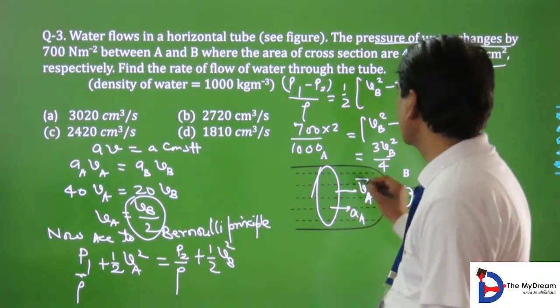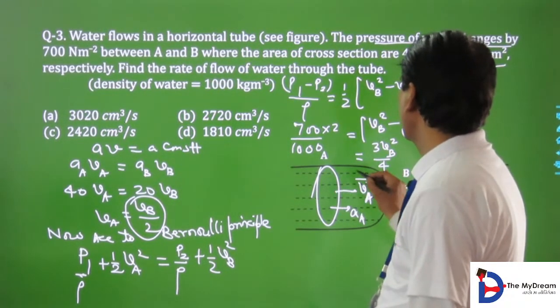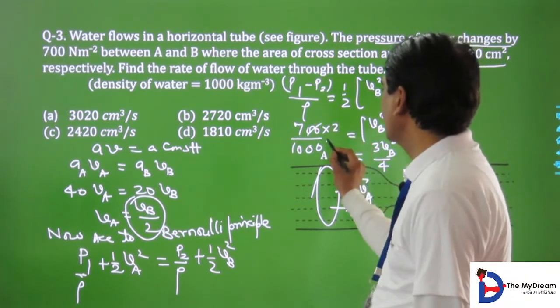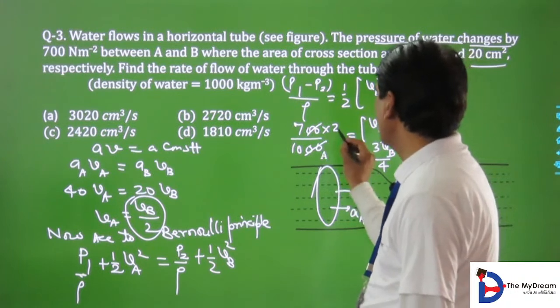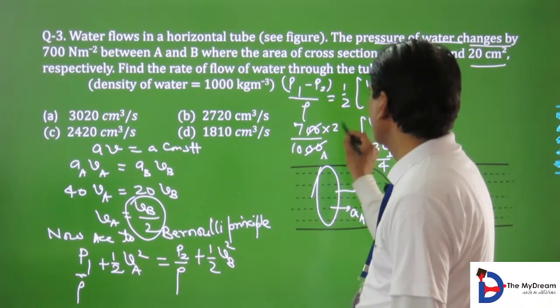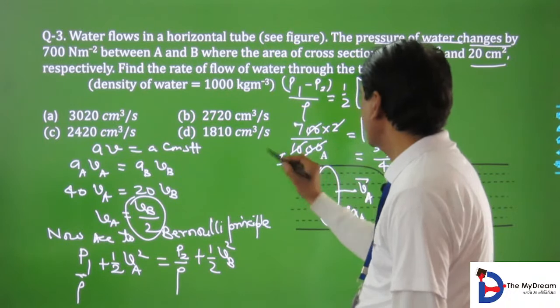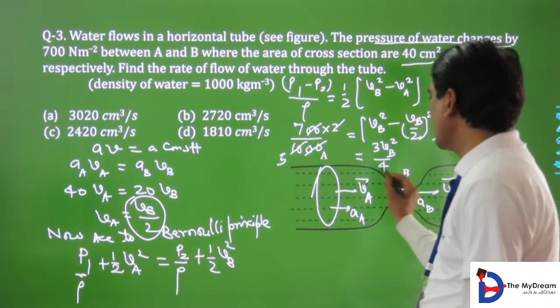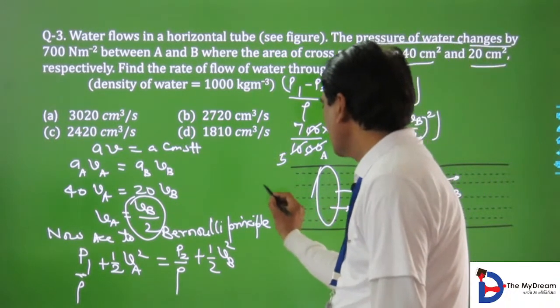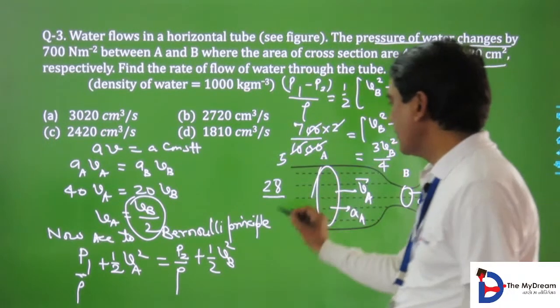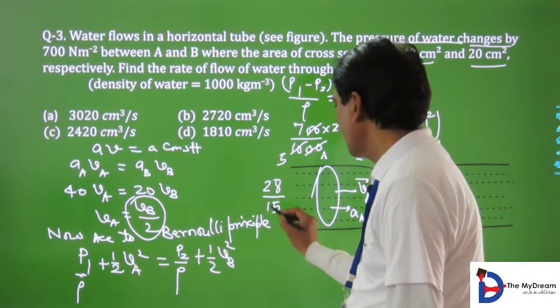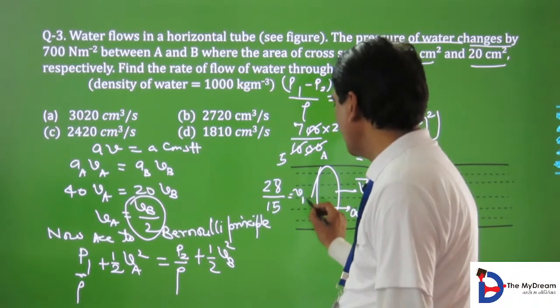Now this is 7, 2 5, 7 4s are 28, and 5 3s are 15, which is equal to VB square.